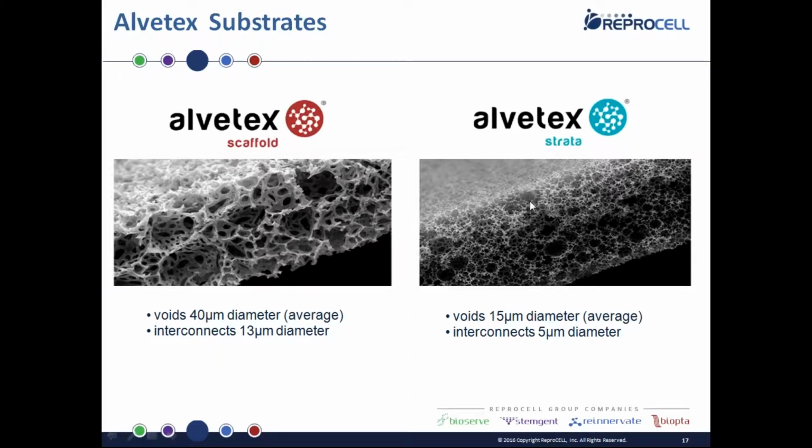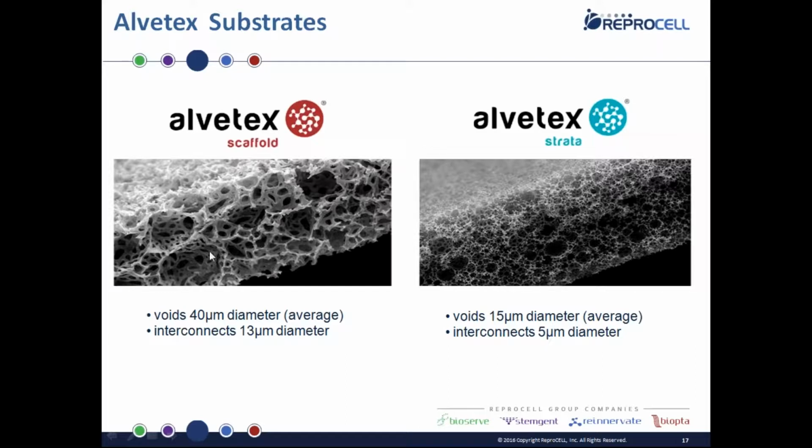We've recently introduced another product, which is Alvetex Strata, and you can see these are the same magnification, and immediately you can see how the void size is a lot smaller. On average, it's about 5 micron. The interconnects, which are still present in there, are about 5 micron diameters. Obviously, when you put cells on here, it's still a 3D substrate, but it's going to have a very different behavior because of the difference in void size.